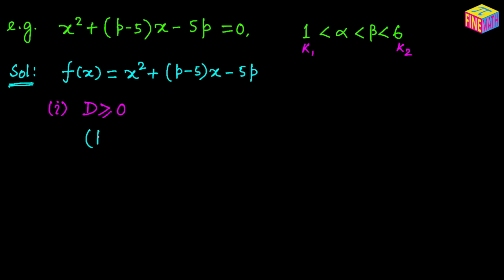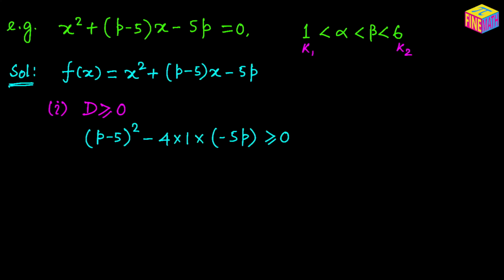So we can say that p minus 5 whole squared, that is b squared, minus 4 times a times c, and a is 1, the leading coefficient is 1 because x squared's coefficient is 1. What is c in this case? Well, c is actually negative 5 times p, and this has to be greater than or equal to 0. That's one of the necessary conditions.